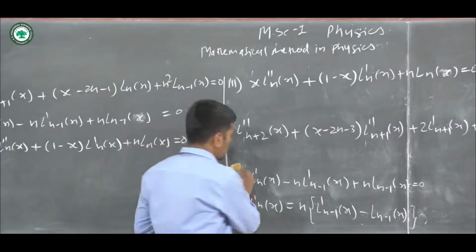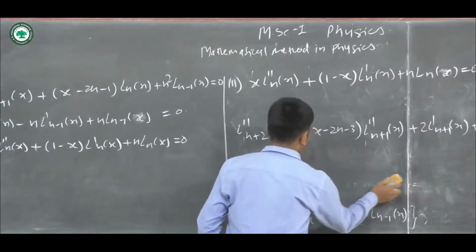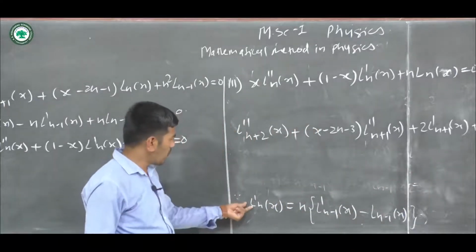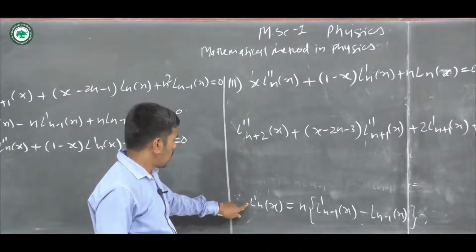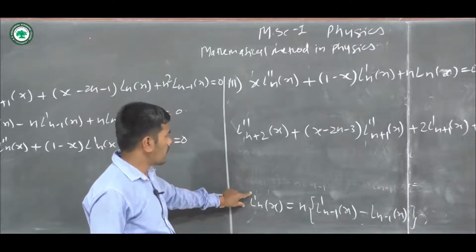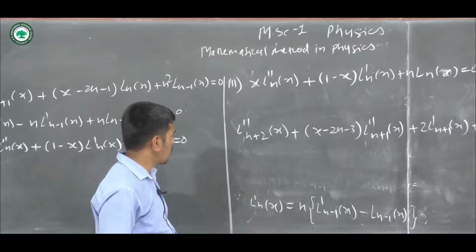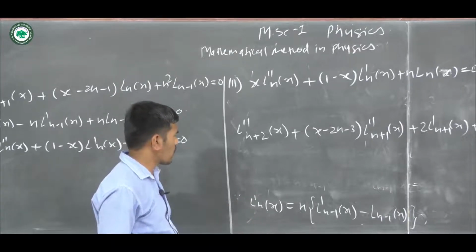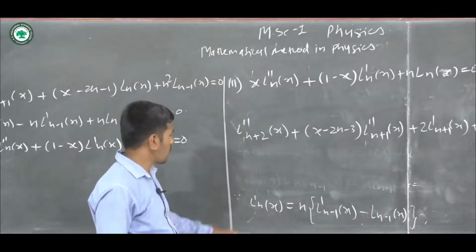So now from this second recursion relation I am going to differentiate these with respect to x. So before that, I put in these equations n is equal to n plus 1.